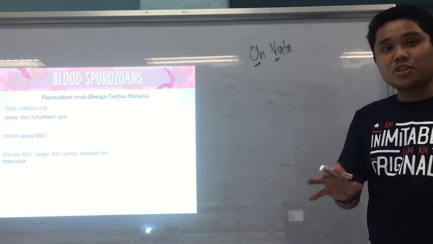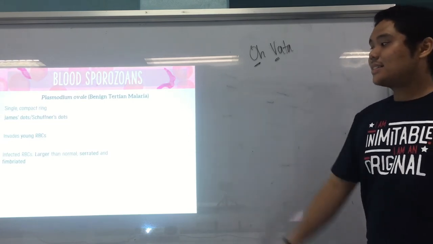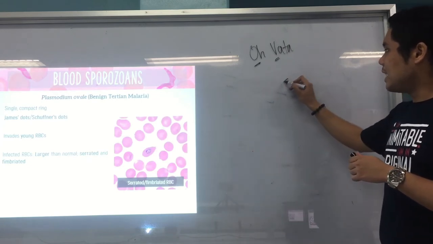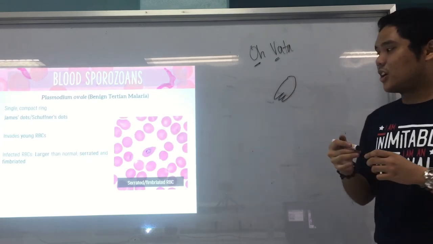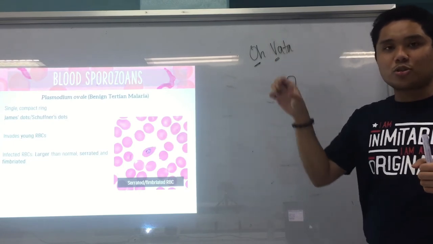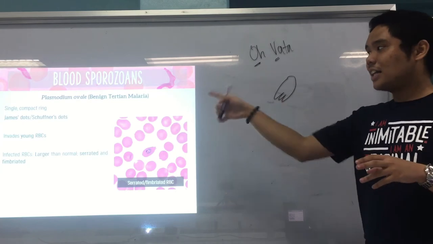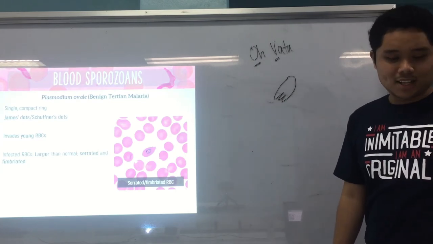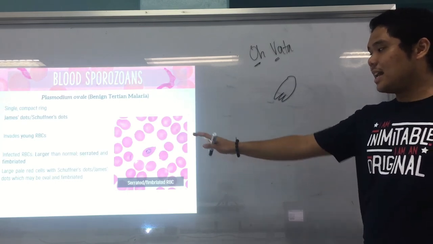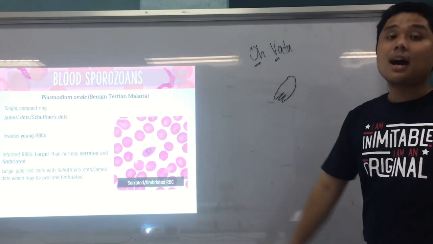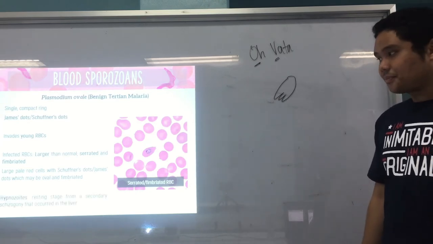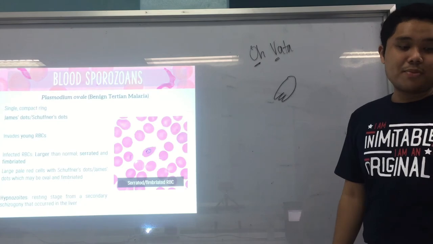Infected RBCs are larger and very characteristically serrated and fimbriated. We'll see a picture later. Fimbriated, meaning the RBCs have a tail, or serrated, meaning they have protrusions on the side of the RBCs, characteristic of Plasmodium ovale. Please take note. Large pale red cells with Schuffner's dots, and the characteristic RBCs are serrated or fimbriated. And again, exhibits hypnozoites.